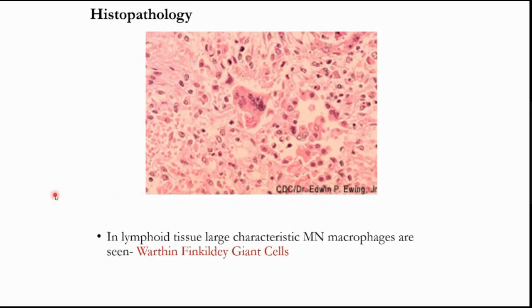And histopathologically, very classic Warthin-Finkeldey giant cells. I've already described to you what is a giant cell repeatedly. So instead of having one nucleus in the cell, these cells will have several nuclei. That's why it's called multinucleated, and they're big in size. That's why it's called a giant cell. So these are nothing but macrophages, and they're called Warthin-Finkeldey giant cells.